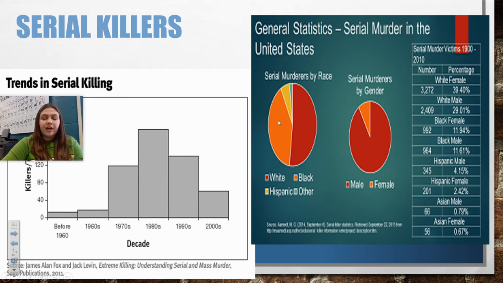I'd be interested to know where they got these statistics, like if they were counting gang violence, because gang violence would be more than one murder, like a serial killer. But I don't really think of that as a serial killer. Then for serial murders by gender, very predominantly male. Okay, so very, very much so predominantly male. There are some female serial killers, but very few.